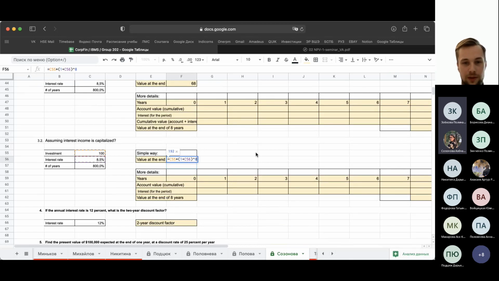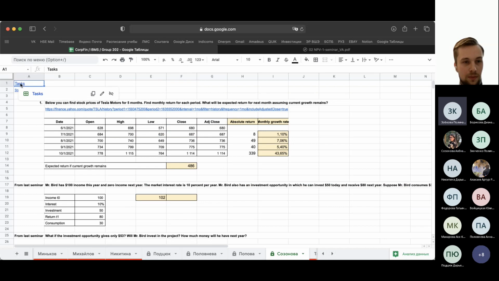Okay. So, explain, please. So we take our investment and multiply it by our interest rate, but we don't take money from the bank, so it is capitalized every year by this percent, and 8 is the number of years. Yes, you are absolutely right. So let me show it in detail.